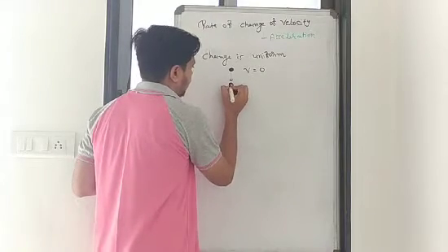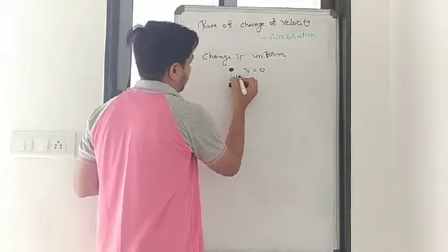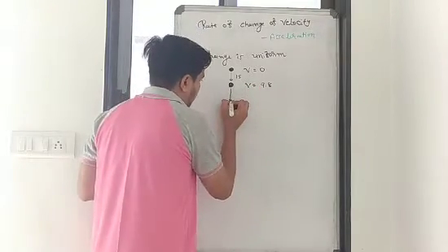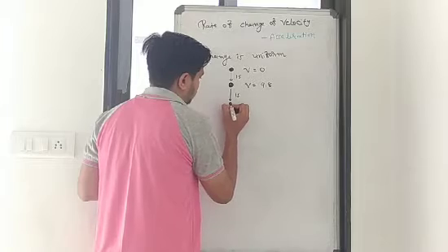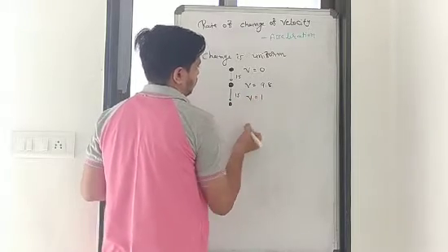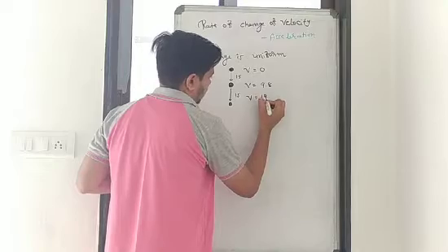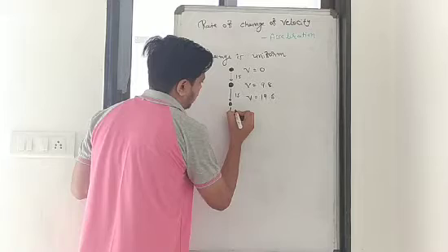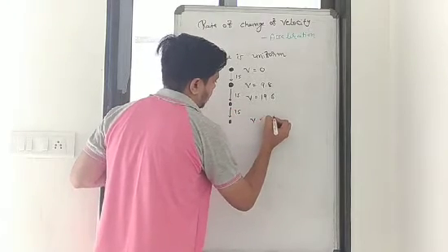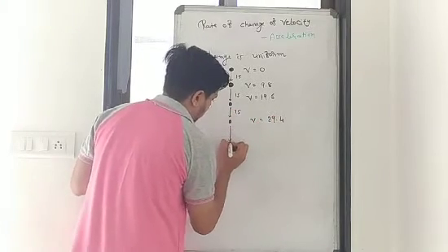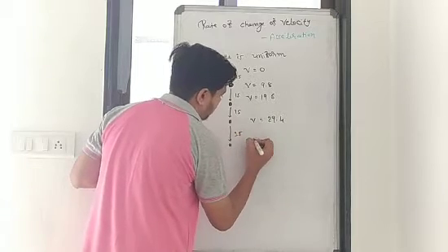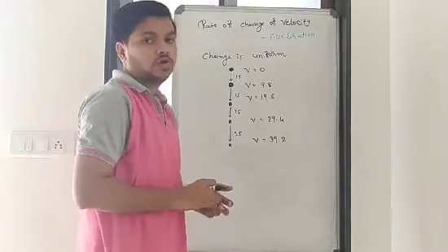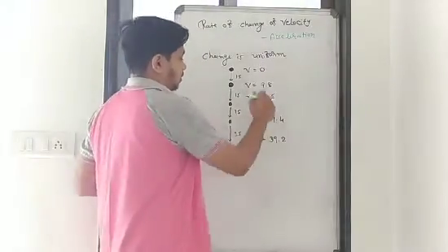If it comes here, in 1 second the velocity becomes 9.8. In another 1 second, it becomes 19.6. In another second, it becomes 29.4. Another 1 second, it becomes 39.2. What is the change? Just see it.